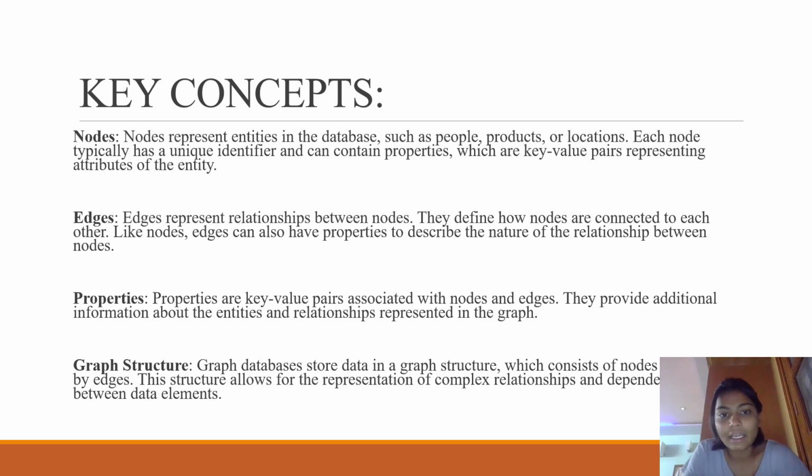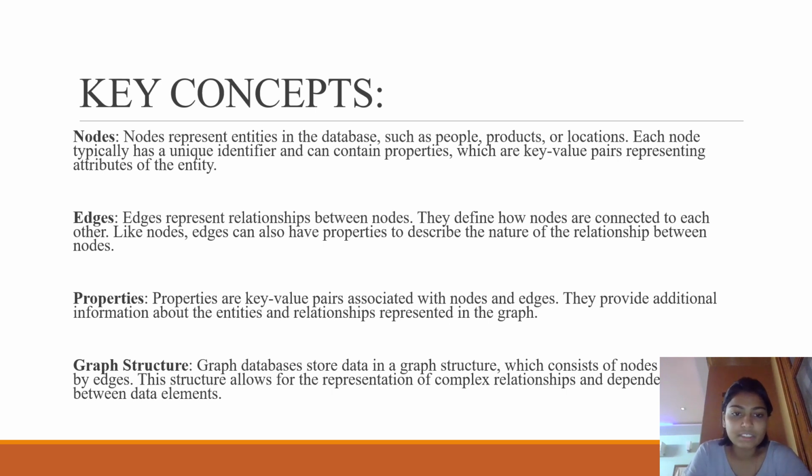Nodes represent entities in the database such as people, products, or locations. Each node typically has a unique identifier and can contain properties which are key value pairs representing attributes of the entity. Edges represent relationships between the nodes. They define how nodes are connected to each other. Edges can also have properties to describe the nature of the relationship between the nodes.